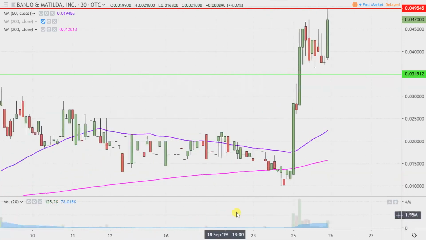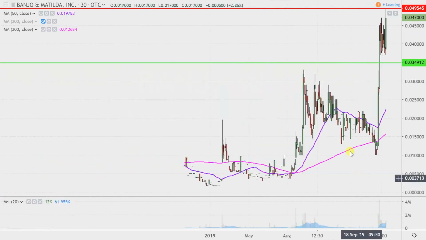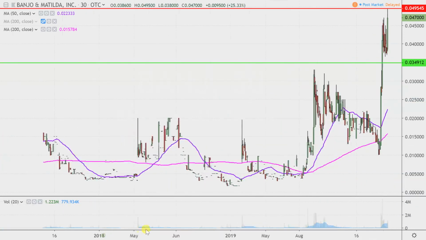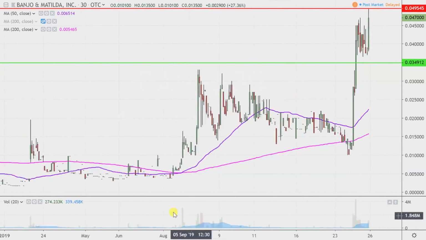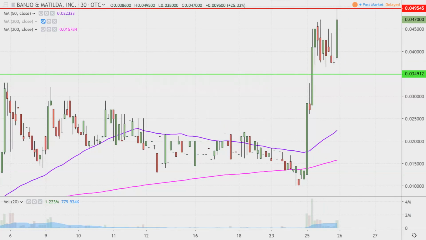And let me squeeze down the chart here. I believe this is the highest it's been in a very long time. As you can see here, we were going back months and months into its history. So that's essentially a blue sky breakout at that point right up there. So keep an eye on 0.05 as the next key level of resistance.